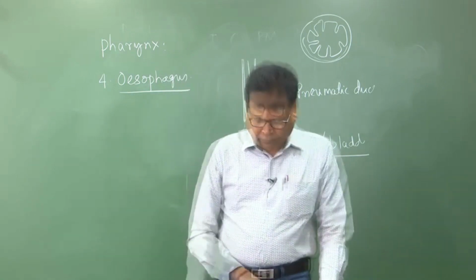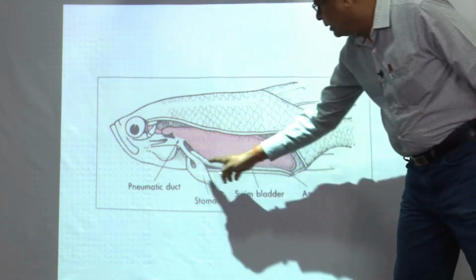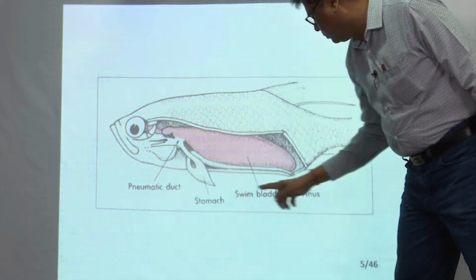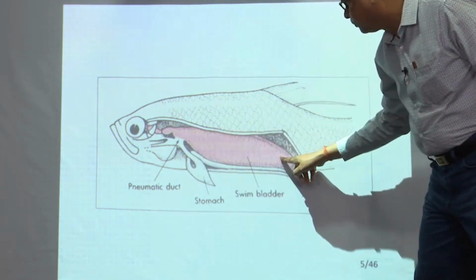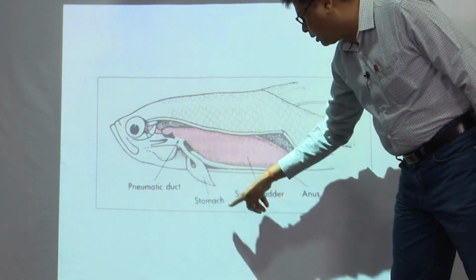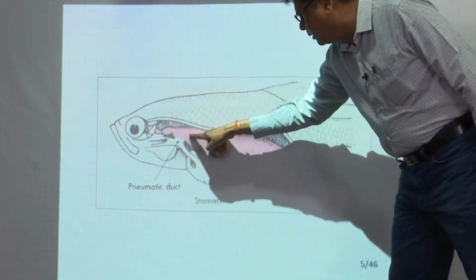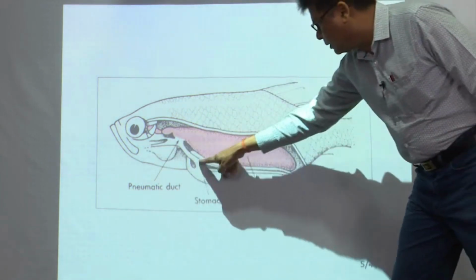You see, this is for example the picture of the fish, and here you see this is the pneumatic duct. You just imagine this is the swim bladder and this is the pneumatic duct, and this is the pharynx, and this pneumatic duct forms the swim bladder, and you see this is the stomach region.